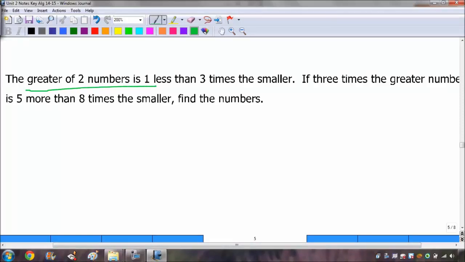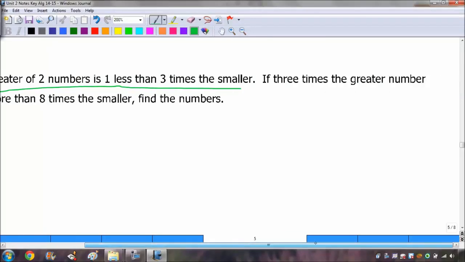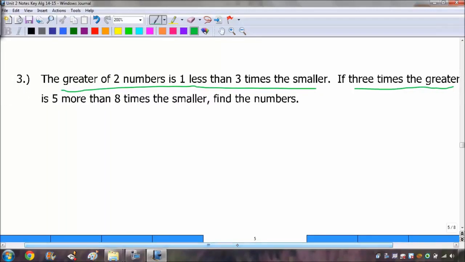So the greater of 2 numbers is 1 less than 3 times the smaller. If 3 times the greater, so I'm going to take the greater number and multiply it by 3, is 5 more than 8 times the smaller, find the numbers. So this one is pretty tricky, so please pay attention to this as we go through this. So I've underlined key information, and I've identified what I want to figure out. I want to figure out what the numbers are.